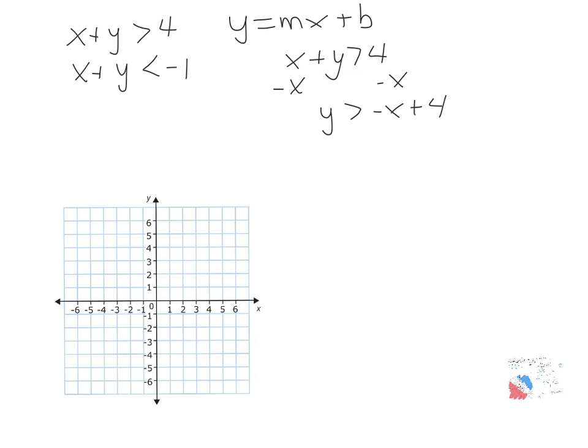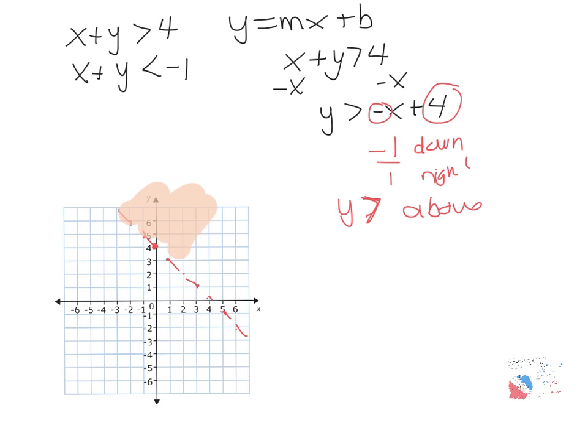Now, my y-intercept is 4, and my slope is negative 1 over 1, which is going to mean down 1 and to the right 1. So I'm going to go from the 4, down 1 and to the right 1. Then I have to decide dashed line or solid line. This is a dashed line. Then y is greater than means to shade above the line. So I'm going to lightly take your pencil and shade above that line.